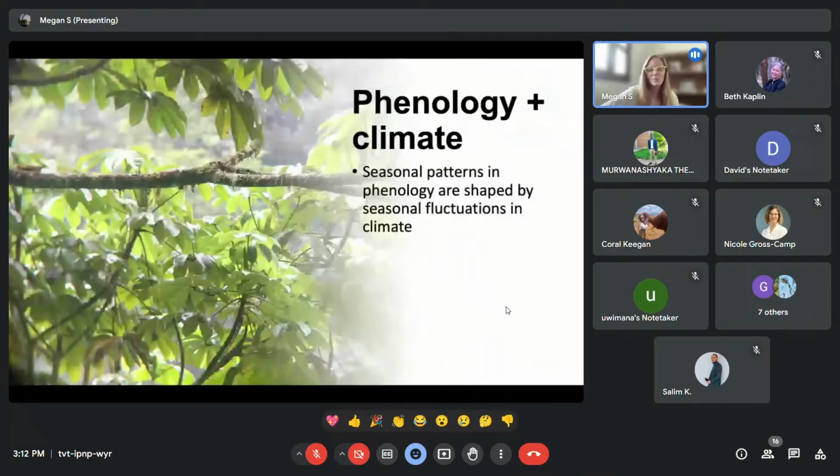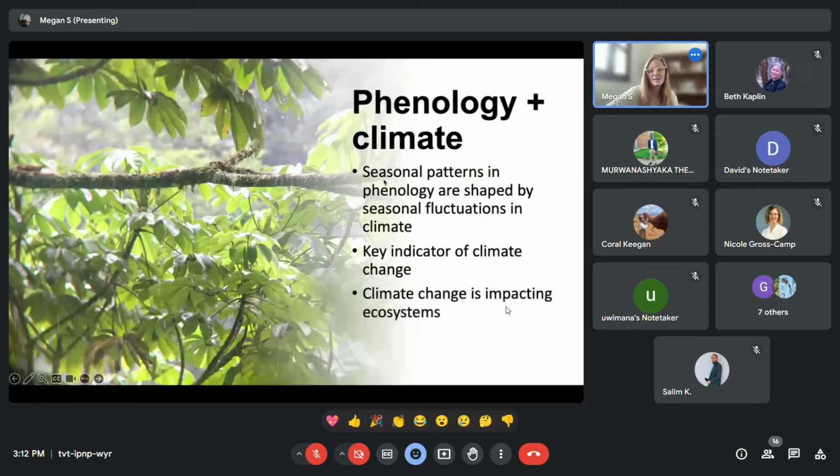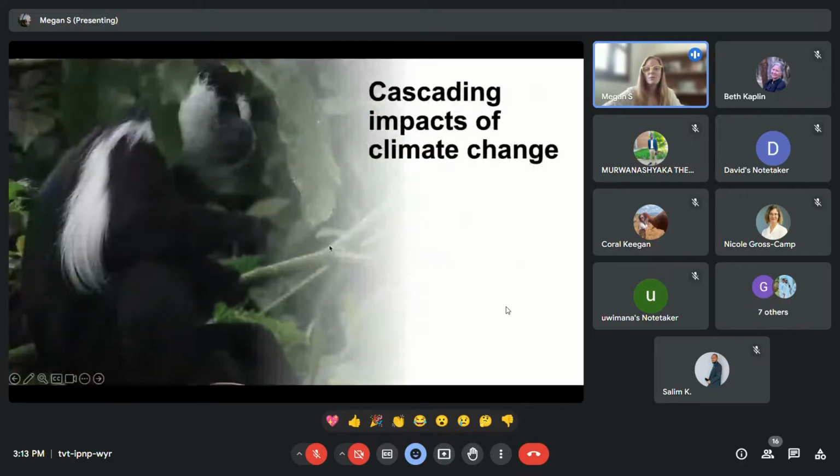And because these seasonal patterns in phenology are shaped by seasonal fluctuations in climate, this makes phenology data a really great key indicator of climate change. And climate change is impacting ecosystems worldwide, as we well know, and shifts in the global climate might not only impact trees, but they can also have cascading impacts on other organisms as well.